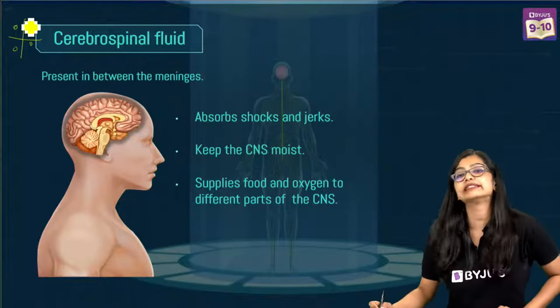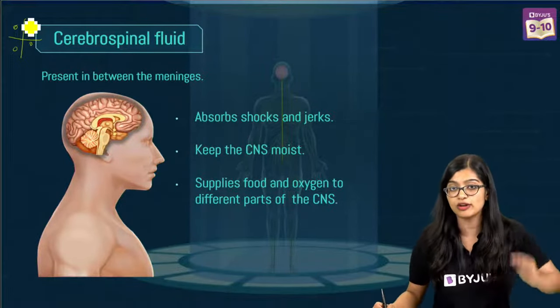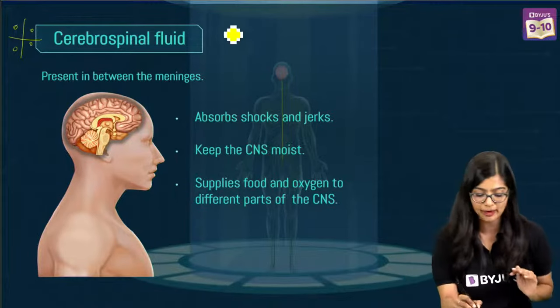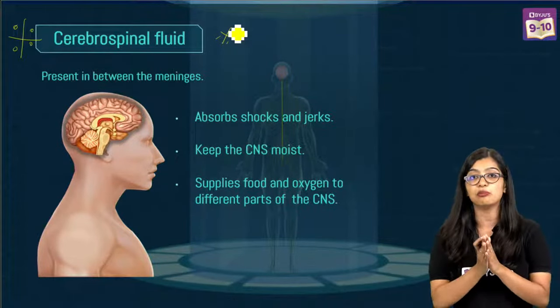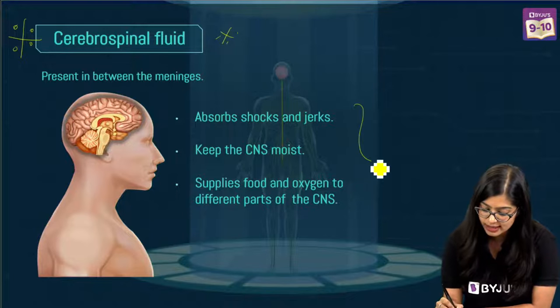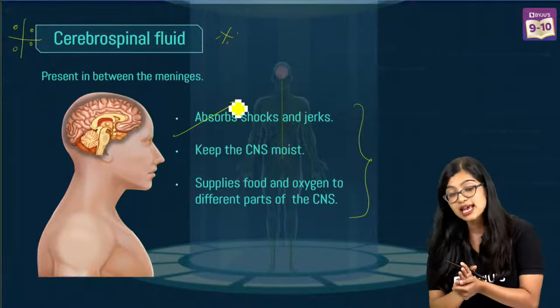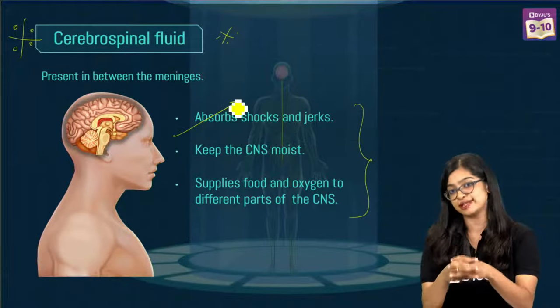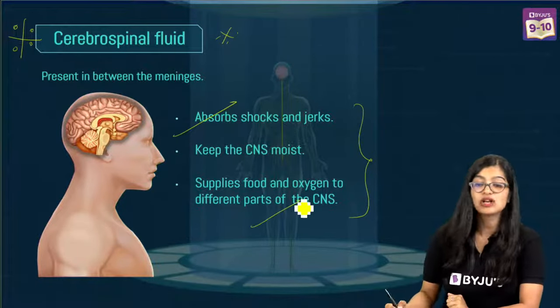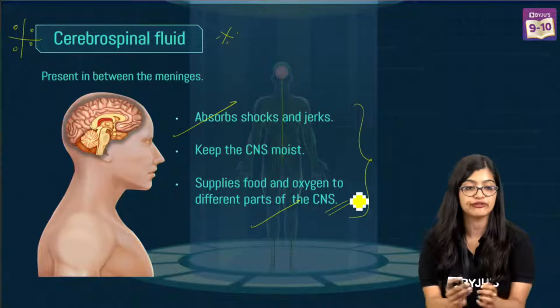Here, as you can see, we have the cerebrospinal fluid, which is present between each of the membranes. This is very important, because this fluid is responsible for absorbing shocks and jerks, and it protects your central nervous system. And of course, it supplies food and oxygen to different parts.